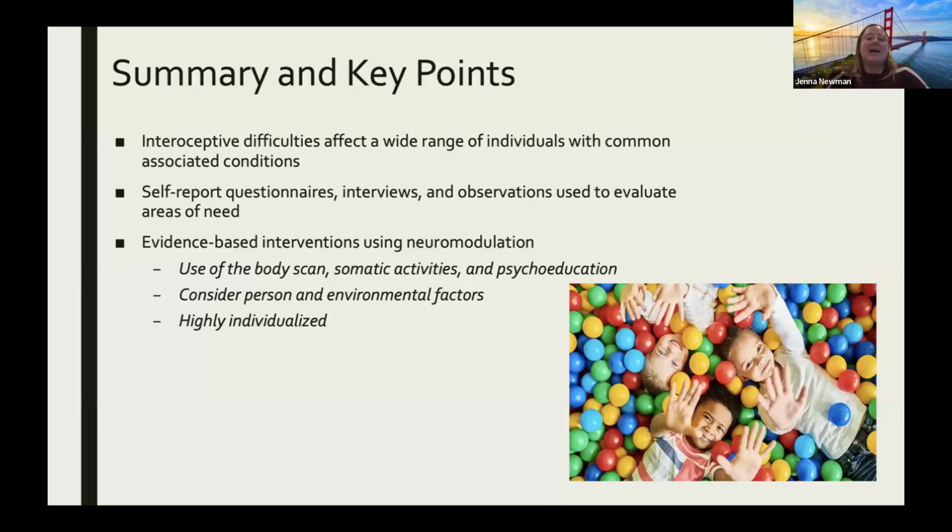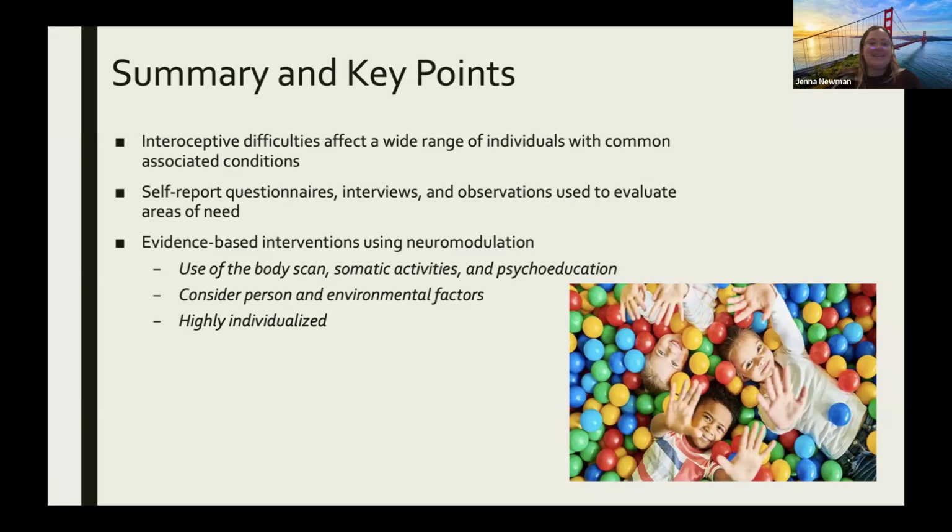And lastly, I hope you left with some evidence-based interventions that use the neuromodulation techniques that I discussed, combining the body scan, the somatic activities, and the education. Combining all three of those is a really effective intervention for helping individuals learn interoception and learn how to pay attention to those body sensations.